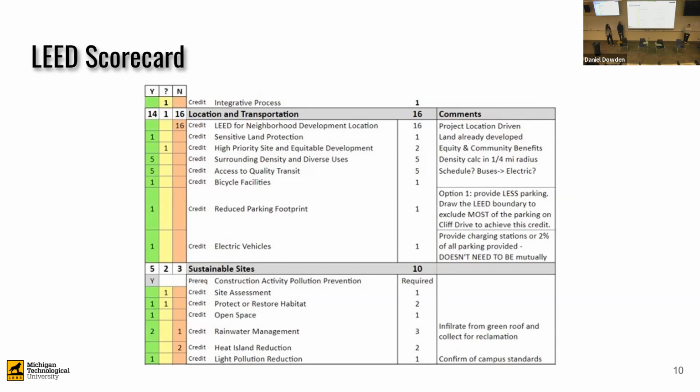The next category we'll look at is sustainable sites. This has a possibility of 10 credits, and we determined that we would be able to get 5 of those. Sustainable sites has a goal of encouraging development to mitigate surrounding environmental impacts.